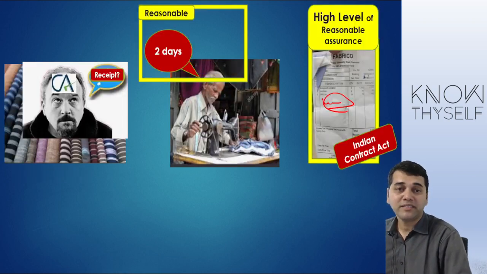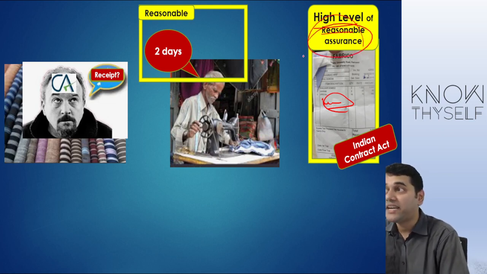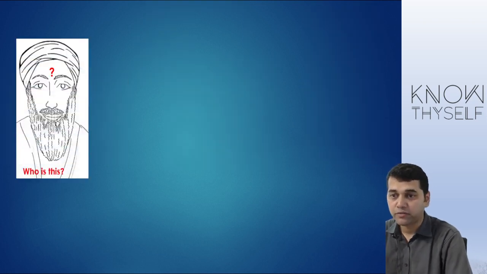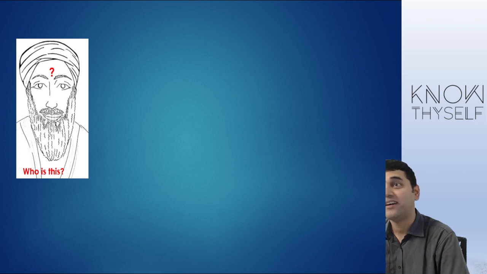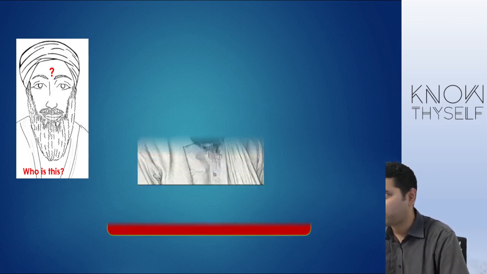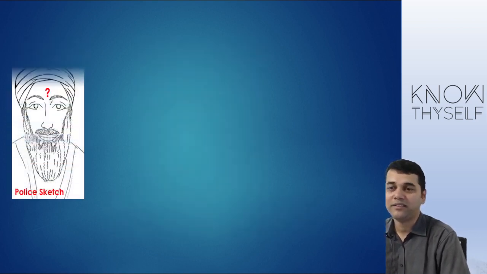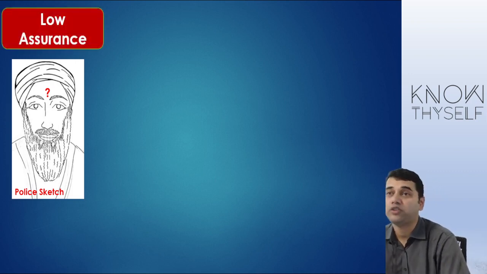So this level of assurance is the high level of reasonable assurance. When I took it in writing, it was a high level of reasonable assurance. Okay, I'll just complete this quickly. Who is this? Police sketch. Reasonable, low level or high level? Very low level, correct? What level of assurance is this one? Reasonable. So now when somebody draws like this, I call it a low level assurance.